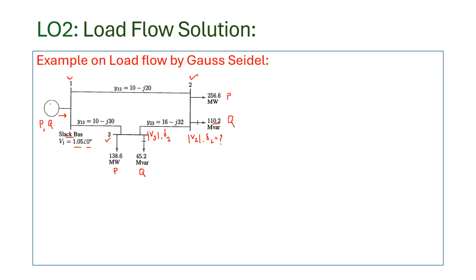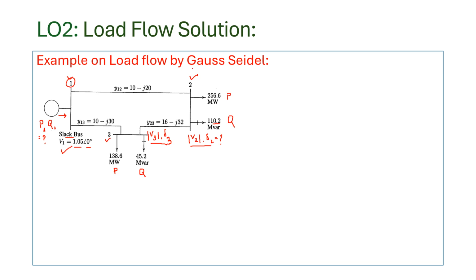At bus number 1, we have to determine P1 and Q1, that is, the real power and reactive power. These two parameters we have to determine. Voltage is known. At the second bus, we have to calculate the voltage V2 and delta 2. At the third bus, we have to calculate the voltage V3 and delta 3.